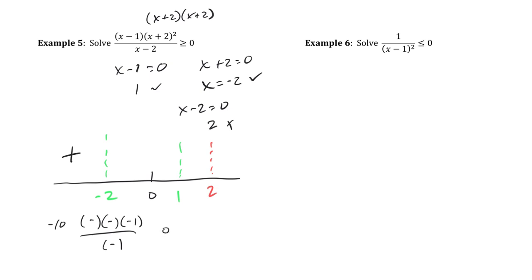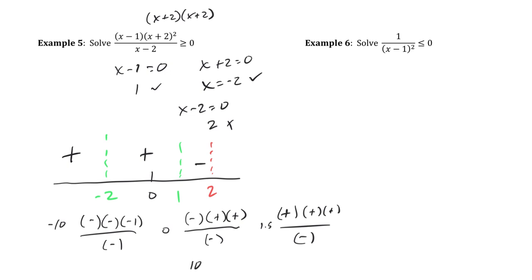We're going to try 0. That's going to give me a negative, a couple of positives, and then what do we got down here? A negative. So that gives me a positive. Try 1.5. Positive 1.5 is going to give me a positive, then a couple of positives, over a negative. So that's going to be negative. Oh, got to put 1.5 here. And then I'm going to use +10 down here.